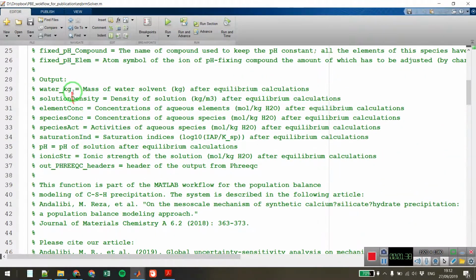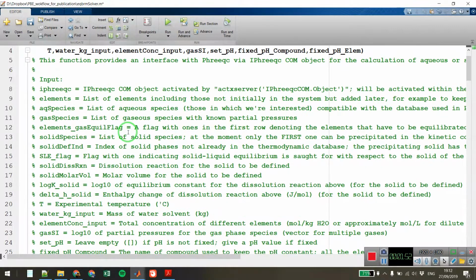Obviously, you may not be interested in all of the outputs. You can just replace them with this little sign as I write here, and skip that specific output to save some space when you are saving your variable.